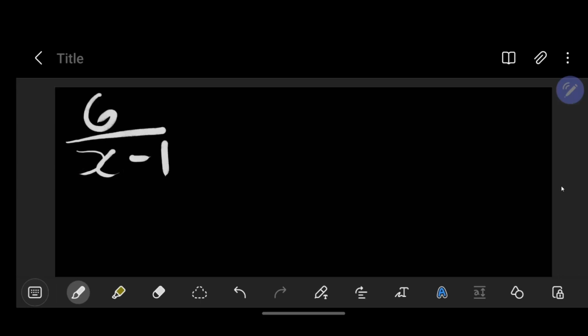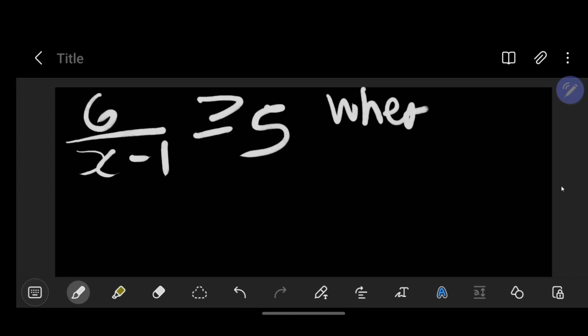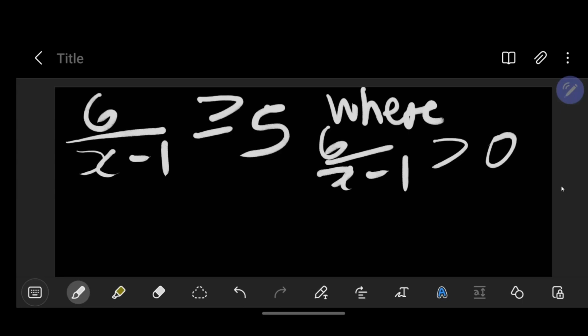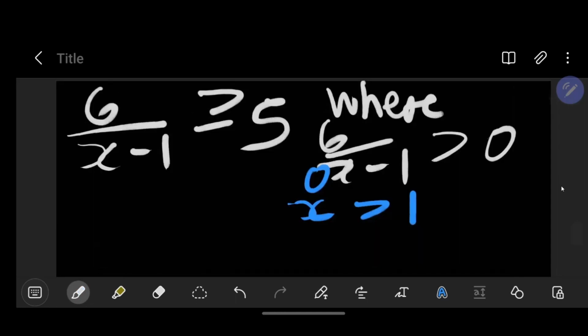Let's do two more examples. Let's do 6 over x minus 1 is greater than or equal to 5, where 6 over x minus 1 must be greater than 0. So from this, we know that x has to be greater than 1. We cannot have x at 0. Okay? Because we will end up with minus 6. So let's see how we solve for this.